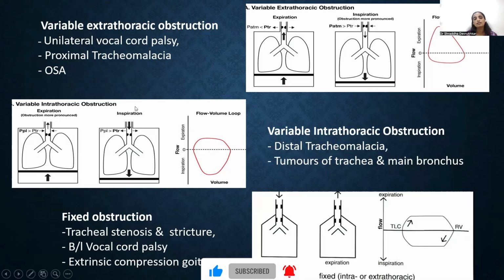While when there is an intrathoracic obstruction, what happens during forceful expiration is the pleural pressure is more than the intraluminal pressure, and there is collapse during throwing out of the air. So this will be seen in distal tracheomalacia, tumors of the trachea, and main bronchus. While in fixed obstruction, it is the anatomical caliber of the airway which is causing a problem and not the dynamicity of the airflow. So you see truncation in both the inspiration and the expiration, which you see in tracheal stenosis, stricture, bilateral vocal cord palsy, or goiter.